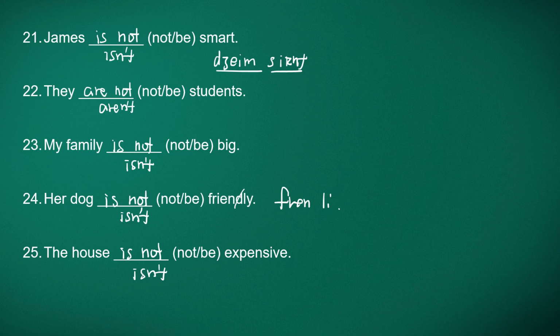Let's go back to 21. James isn't smart. They aren't students. My family isn't big. Her dog isn't friendly. The house isn't expensive. One more time. James isn't smart. They aren't students. My family isn't big. Her dog isn't friendly. The house isn't expensive.